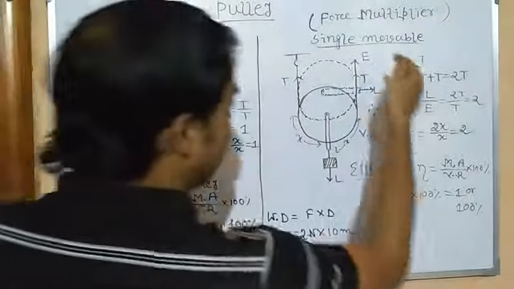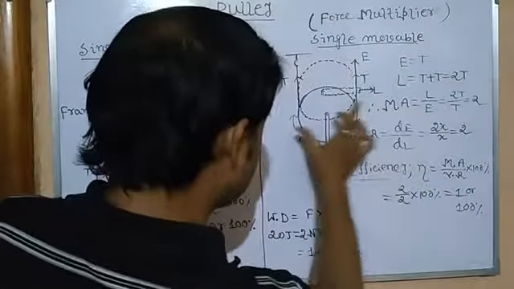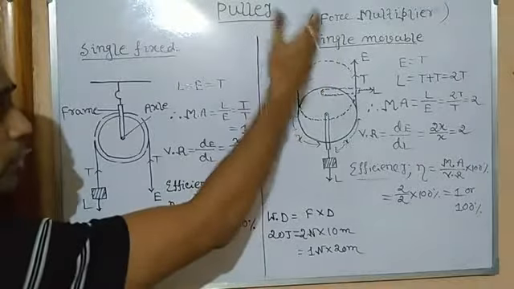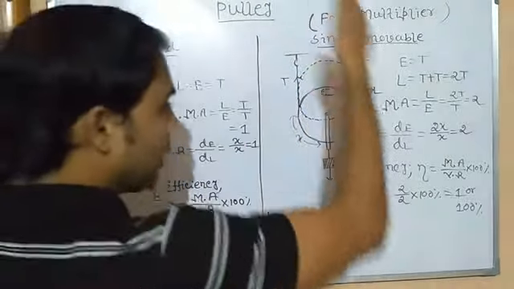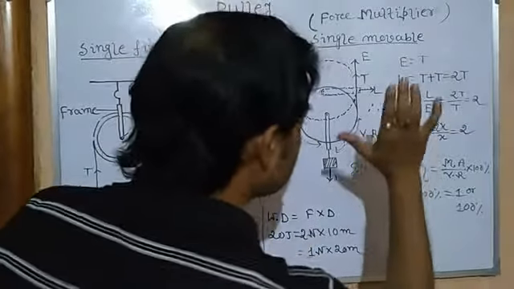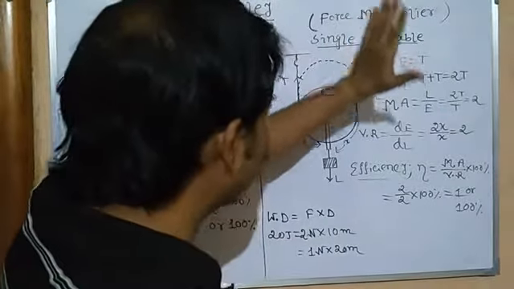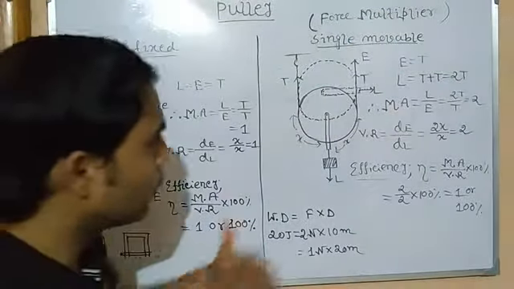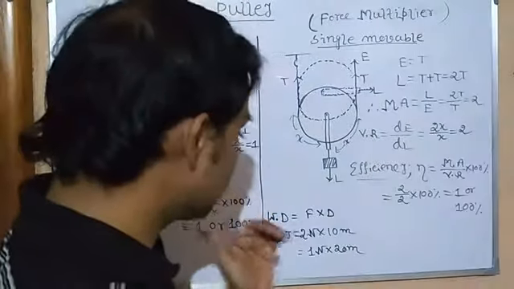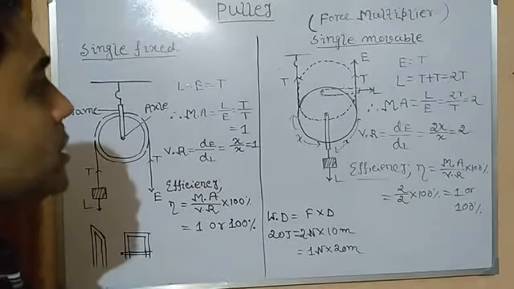Here you can see the effort side is traveling twice the distance, x plus x is equal to twice x. Since the segment of the rope at the effort part is traveling more distance than that of the load, that is twice x, in this case force is less. So that's why it is acting as a force multiplier. Since the effort end moves a greater distance, the applied force is less, that's why it is a force multiplier. Clear?